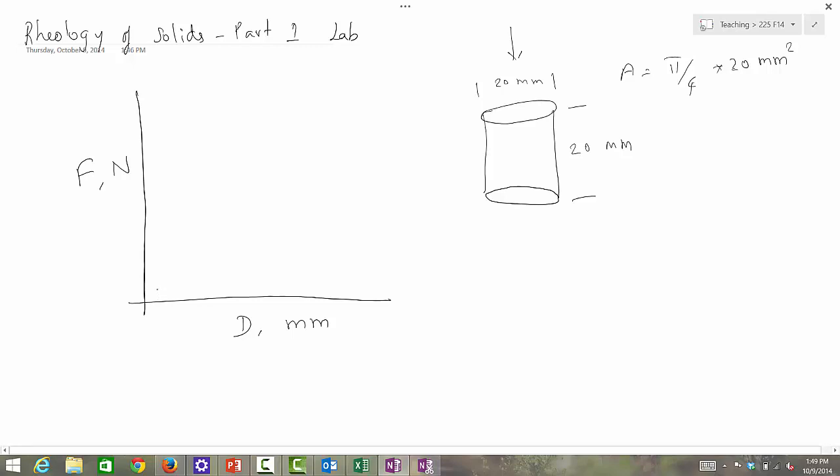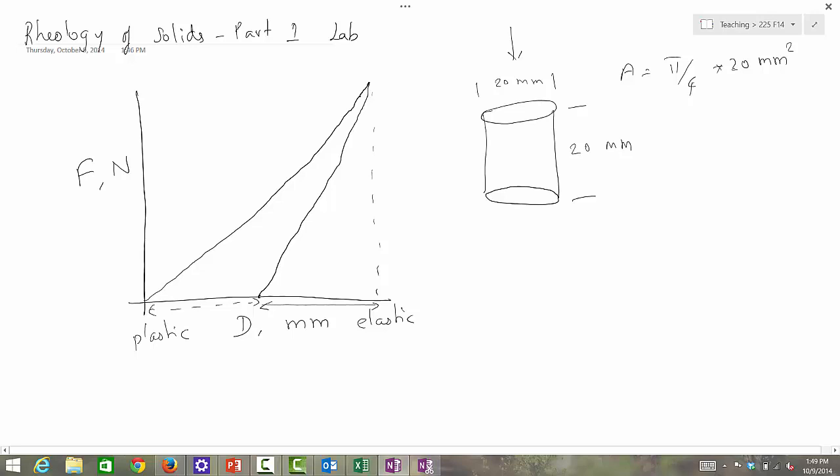So your graph might have looked like this. That's the maximum point you loaded it to. And then when you start unloading it, it comes back and ends over here. And if you remember, this is going to be the elastic strain, or the elastic deformation that got rebounded, and this is the plastic deformation, right?